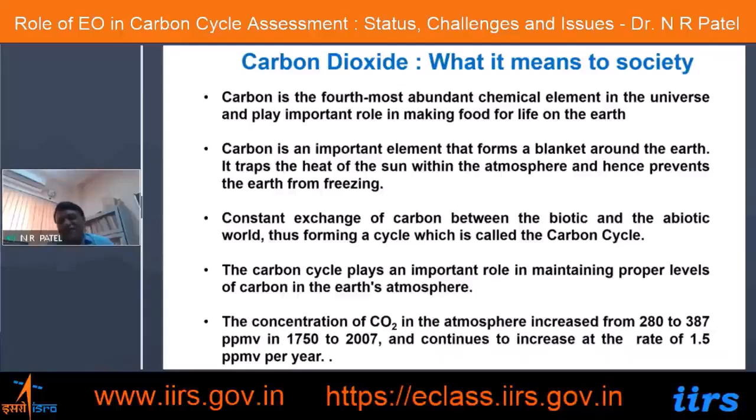If you look at the status, the concentration of carbon dioxide has increased from almost 280 parts per million to 387 parts per million in almost 150 years. And it still continues to increase at the rate of 1.5 ppm per year. But recently, beyond 2000, it is increasing beyond 2 ppm per year. And it has reached almost 415 ppm as of now.